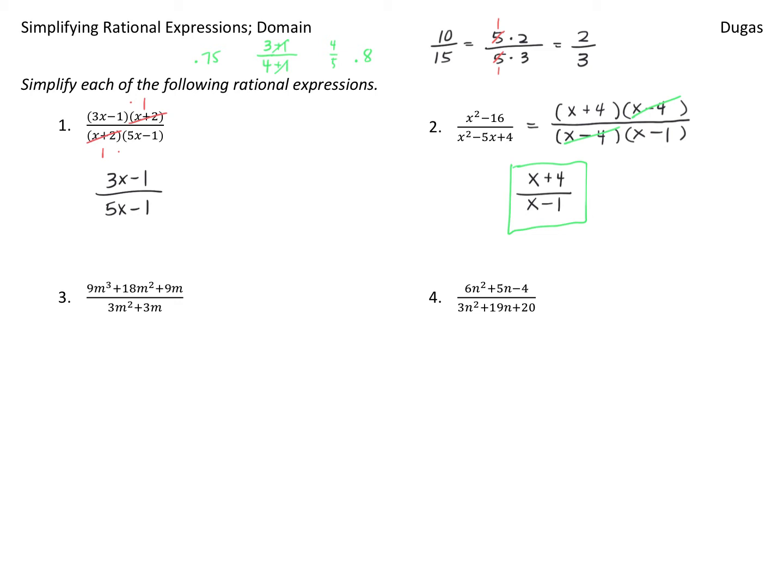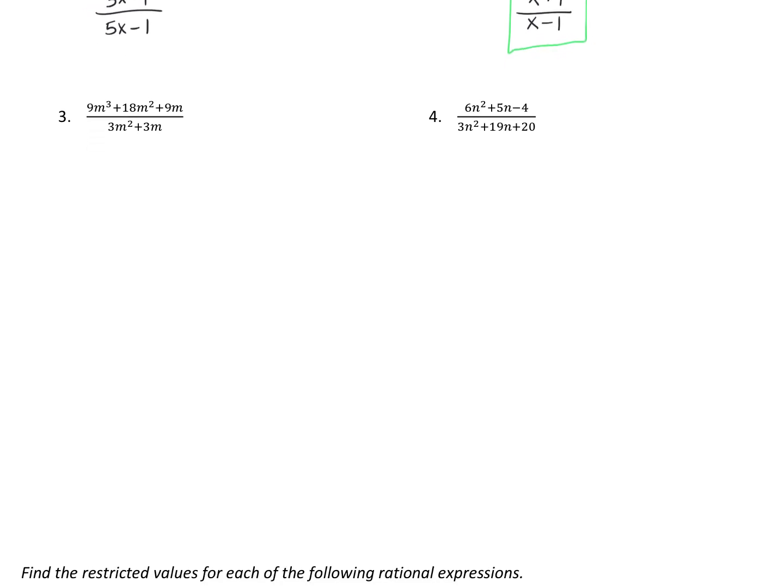So the first thing I want to do is factor out a 9 and an m because that is a common factor. If I factor out a 9m, I will have m squared plus 2m plus 1 left. On the bottom, I also see that I have a common factor, 3m, so I'm going to factor that out. And if I divide out a 3m, I'm going to have m plus 1 left on the bottom. So I took out a 3m and I have m plus 1.